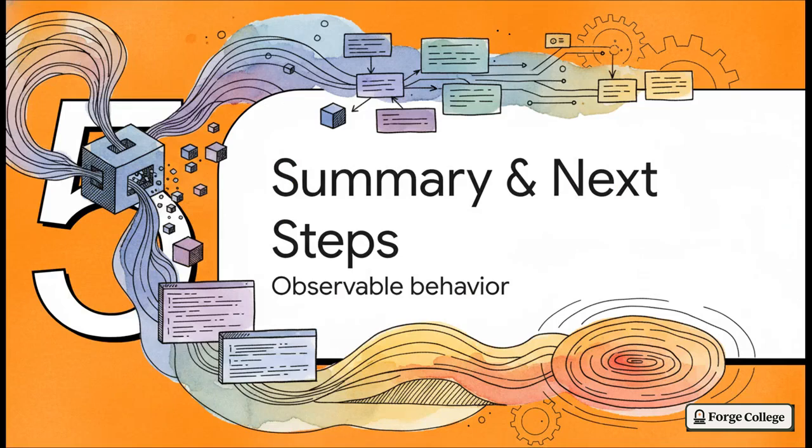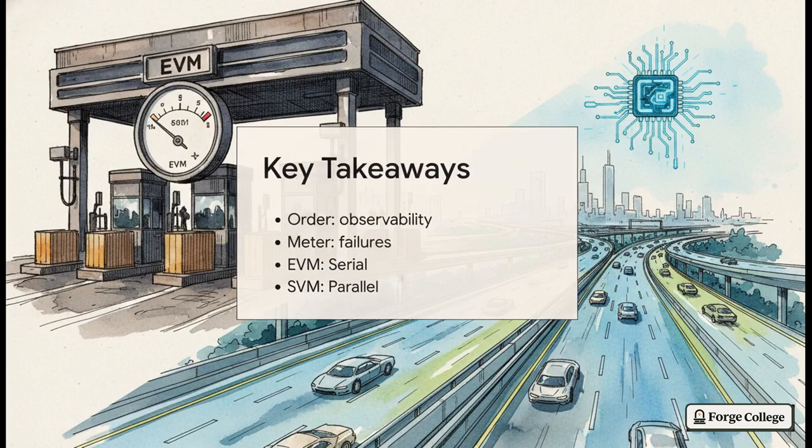Which brings us to our summary and next steps, tying execution to observable behavior. So the crucial point is this. These aren't just philosophical design choices. As a developer, the way a VM executes transactions directly ties into the observable behavior of your smart contracts. It fundamentally changes how you write code, how you handle contention, and what kind of throughput your users will actually experience. To summarize our deep dive today, ordering defines observability, meaning if transactions can be reordered, their final states are going to reflect that order.